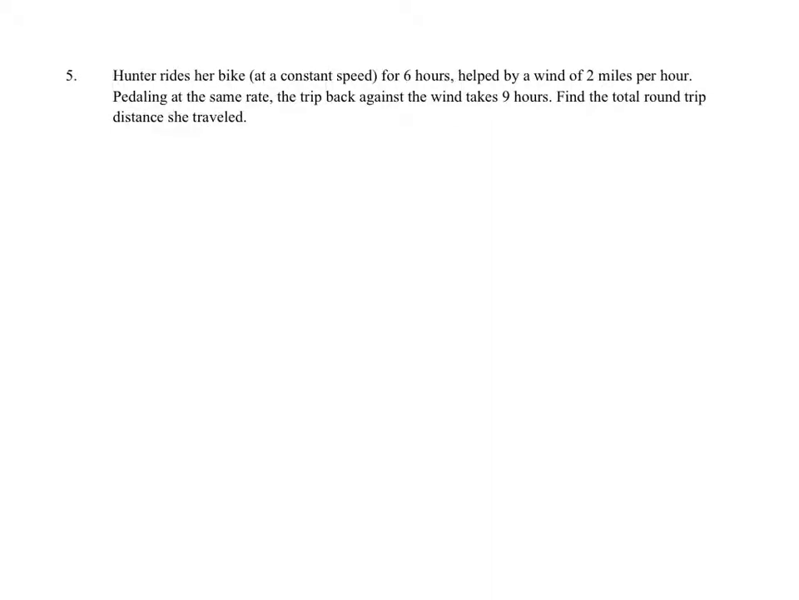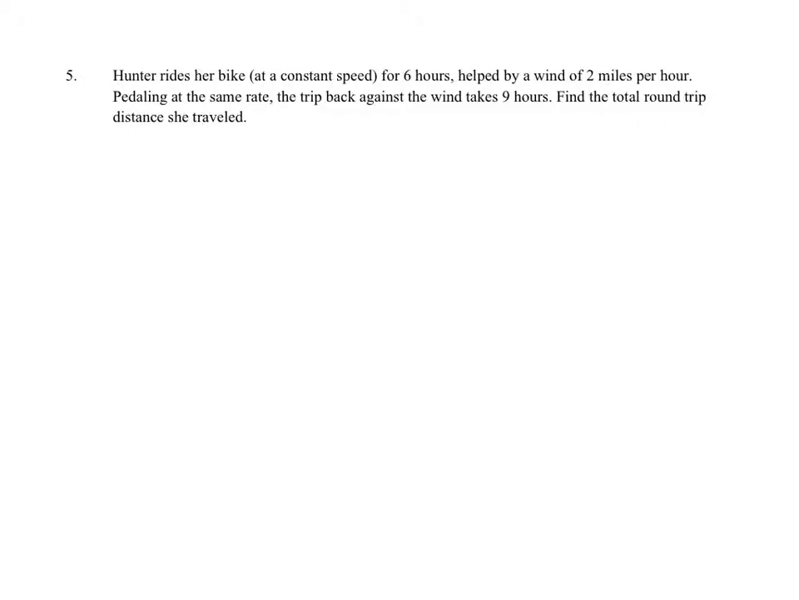Let's look at some of these word problems. Hunter rides her bike at a constant speed for 6 hours, helped by a wind of 2 miles per hour. Pedaling at the same rate, the trip back against the wind takes 9 hours. Find the total round-trip distance she traveled.